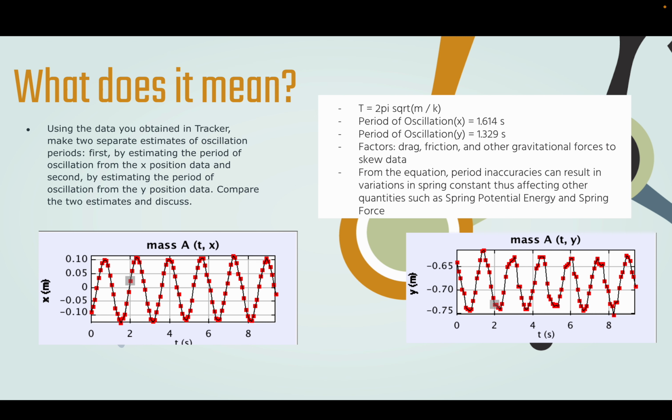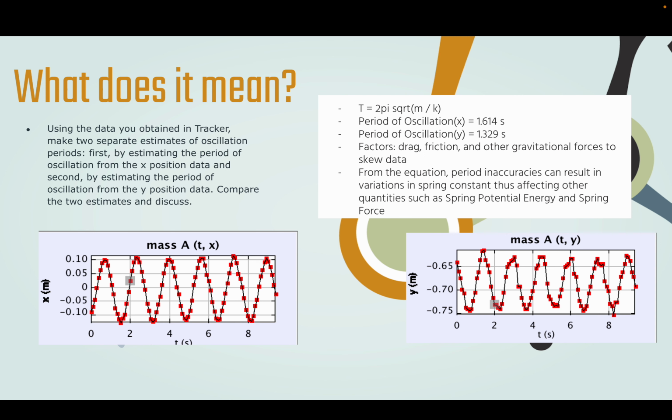The second "what does it mean" question asks to compare the estimates of oscillation periods. Using the formula T, which is period, equals 2 pi square root of m/k, I found that the period of oscillation of x equals 1.614 and the period of oscillation of y is 1.329 from the estimations in my graphs.